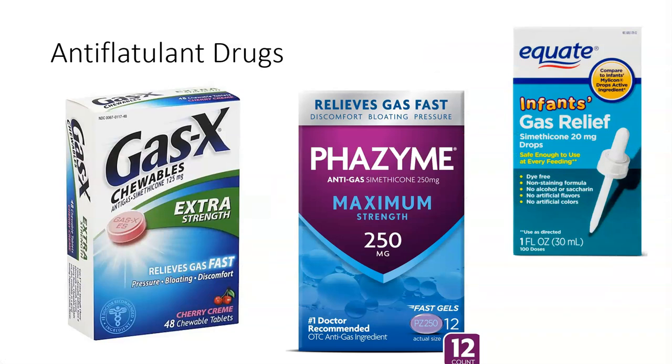Next are the antiflatulent drugs. So I already talked a minute about simethicone. Simethicone is used to reduce gas. It comes in many different formulations. Chewable. It could be drops, especially for babies who have too much air in their tummy. We have simethicone drops. So Gas-X, the brand name's telling us it's blocking gas. Or Phazyme, it's going to kind of break down the bubbles. And I like how they're actually pictured here on the box.